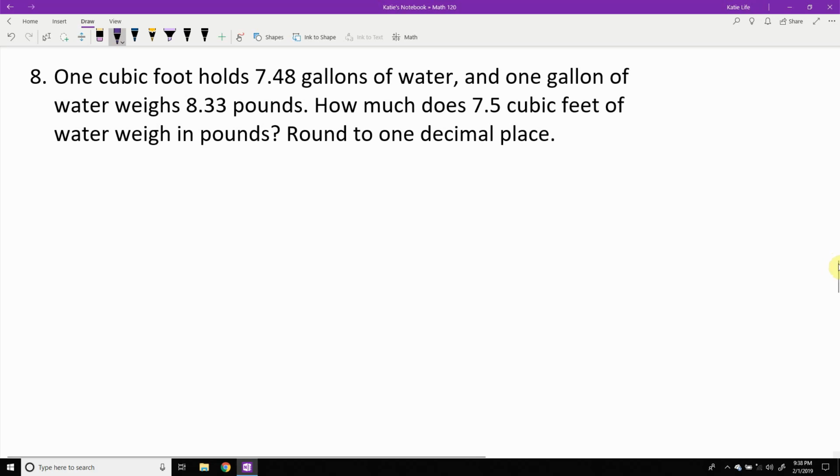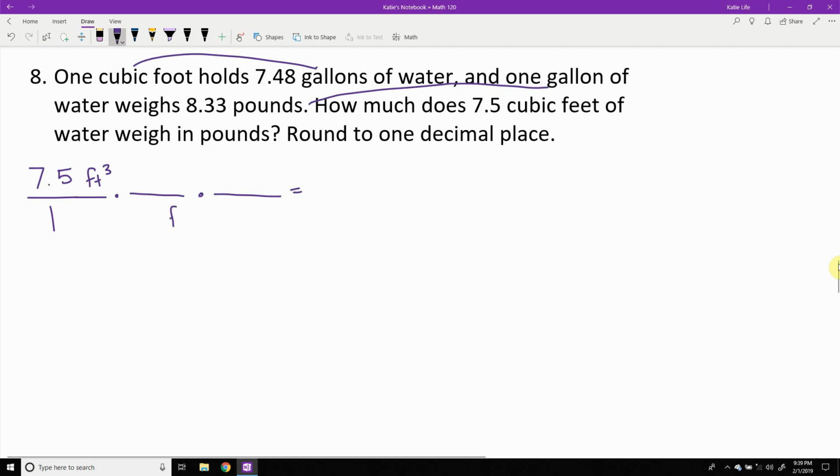So what they're asking us to do here is to convert 7.5 cubic feet into pounds. The first step for us is always to begin with that given information just by writing a ratio. So 7.5 cubic feet, we want to turn this into pounds. Now, what's told to me is the connection from cubic feet to gallons, and then from gallons to pounds. So in total, I'm going to have 2 conversion ratios here by the time I'm done.